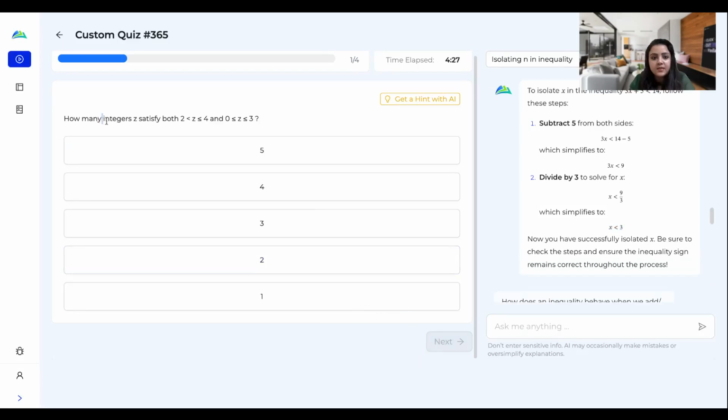How many integers satisfy both? Critical word here, both. 2 less than z less than or equal to 4. How many integers? The question also gives us an integer constraint, and such constraints are very helpful on the GMAT. They help us eliminate answer choices also.